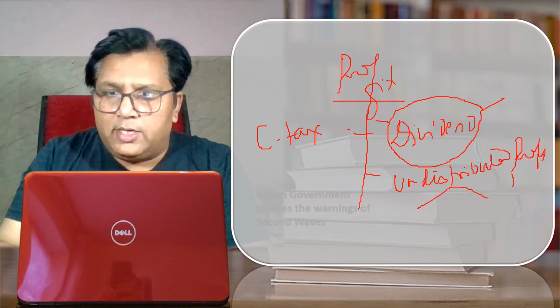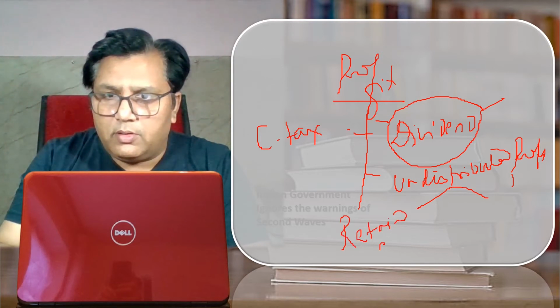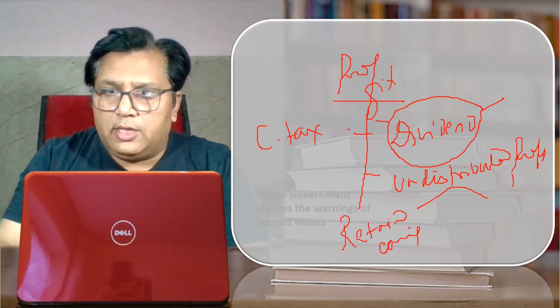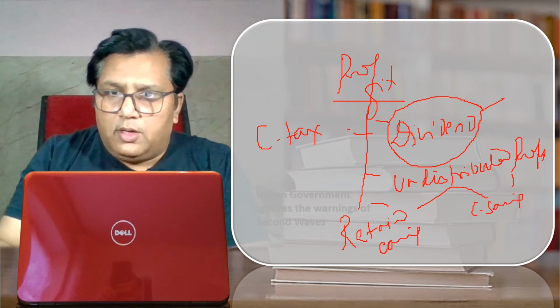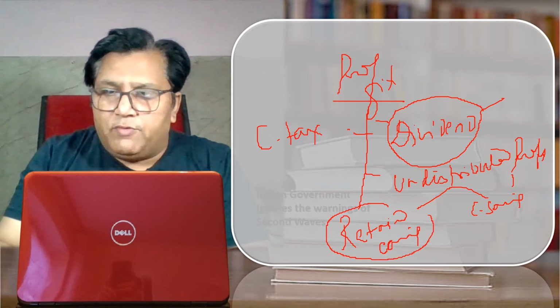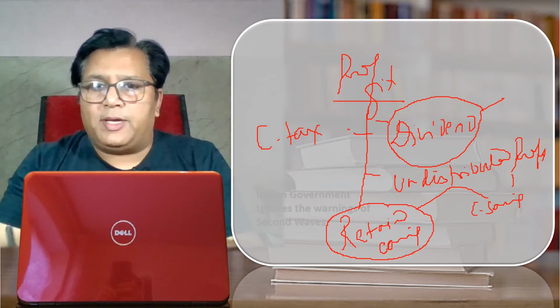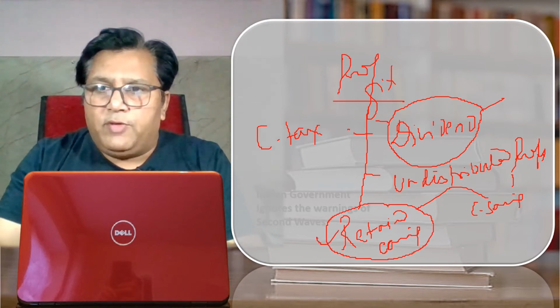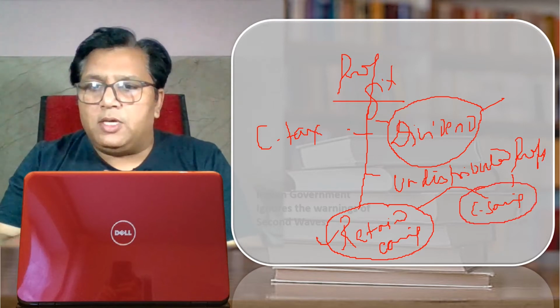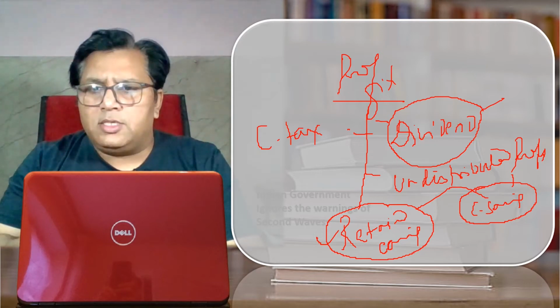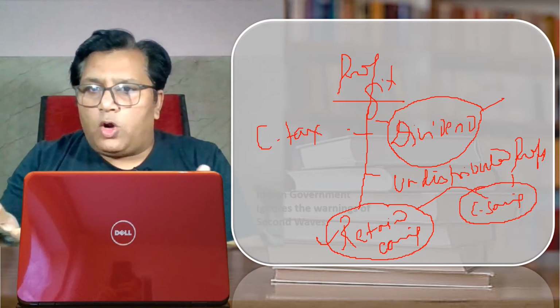It consists of two items. Number one is retained earning, and the other one is corporate savings. That part of the profit which the organization is keeping for the future expansion is called retained earning, whereas that part of the earning which the organization is keeping safe to meet the contingencies is called savings.